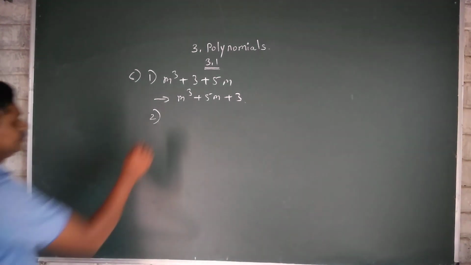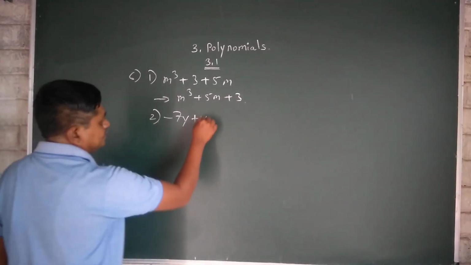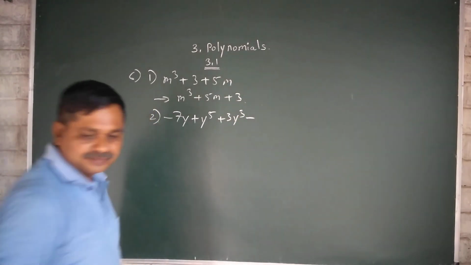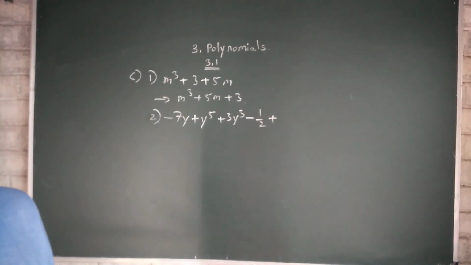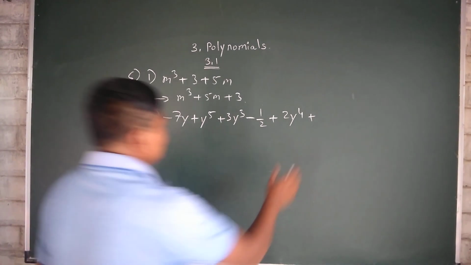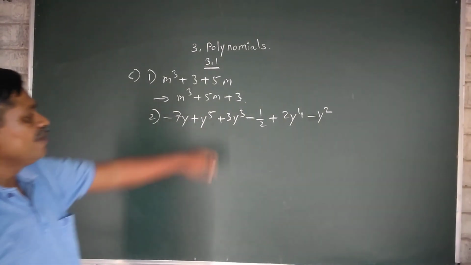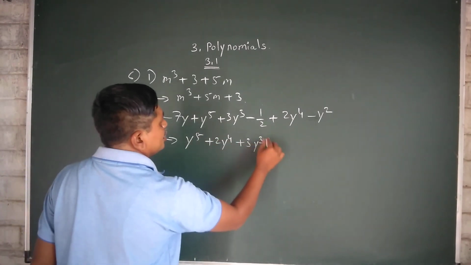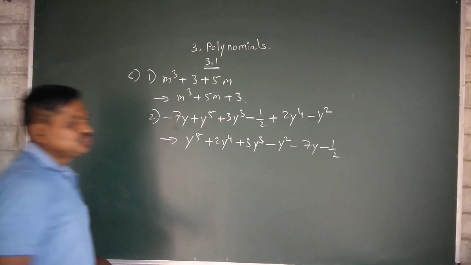Minus 7y plus y raised to 5 plus 3y cube. Minus 1 upon 2 plus 2y raised to 4, minus y square. Now, y raised to 5 is greater than 2y raised to 4, plus 3y cube, minus y square, minus 7y, minus 1 upon 2.